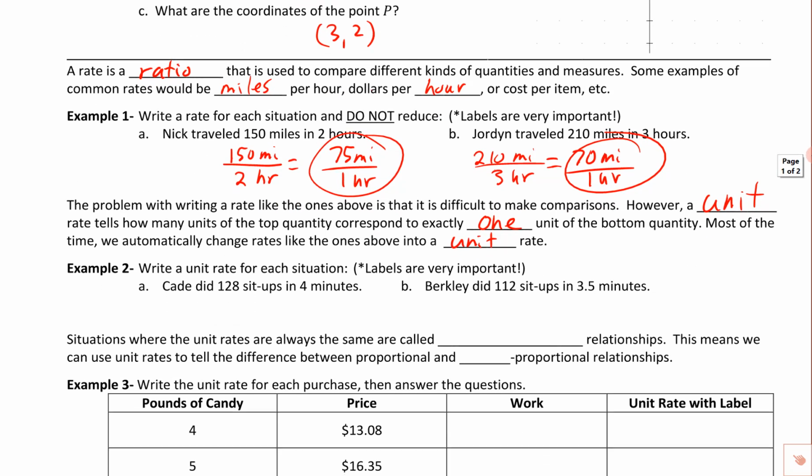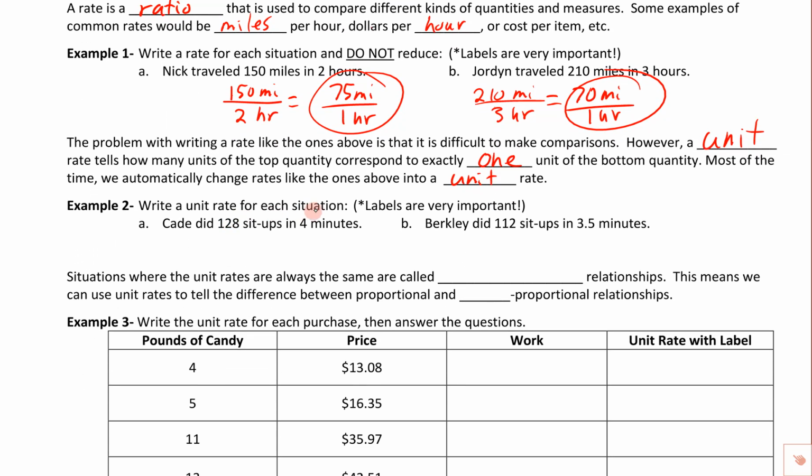So let's take a look at another example. We're going to write the unit rate for each situation. It does say unit rate here, so we want to make sure that the denominator ends up a 1. And we're also going to label here, because again, that's really important for keeping straight which is which. So on this one, Kay did 128 sit-ups in 4 minutes. So we're going to do 128, and I'm just going to abbreviate with SU, in 4 minutes, MIN. And then Berkeley did 112 sit-ups in 3.5 minutes. So 112 SU, same abbreviation, in 3.5 minutes.